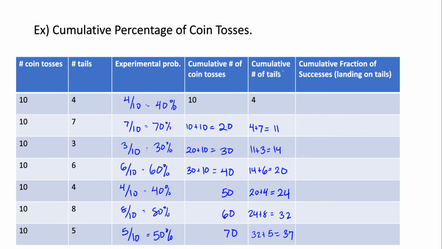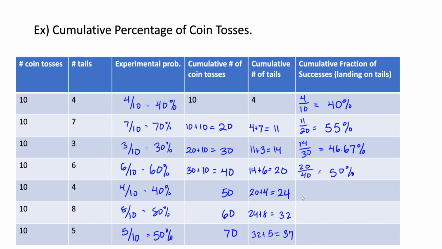Now that we have all of our cumulative number of tails, we can find the cumulative fraction of successes. And this is going to be cumulative number of tails over the cumulative number of coin tosses. So at first our fraction is just 4 out of 10, or 40%. Then when we add another 10 flips onto that, we have 11 out of 20, or 55%. When we flip the coin 10 more times, now we're at 14 out of 30, or 46.67%. We flip the coin 10 more times, we end up at 20 out of 40, or 50%.